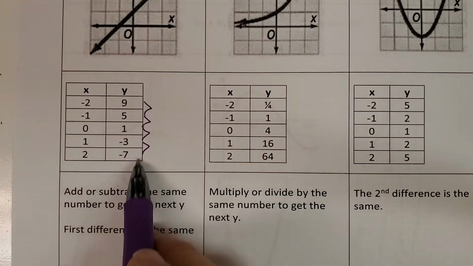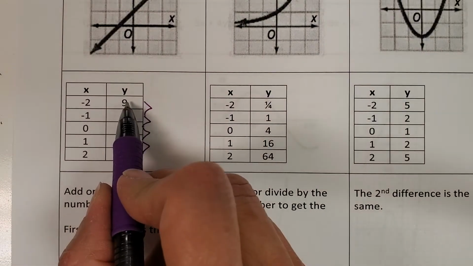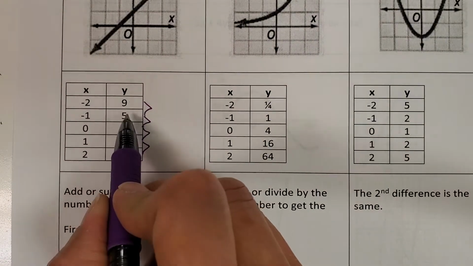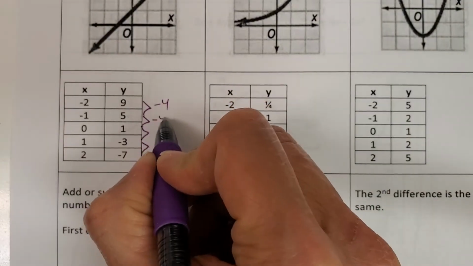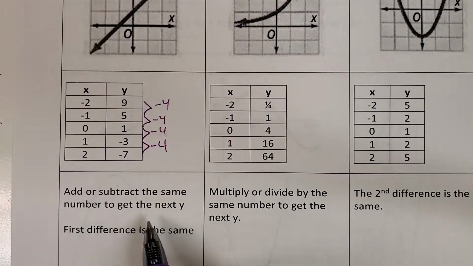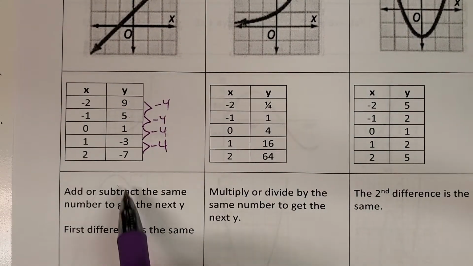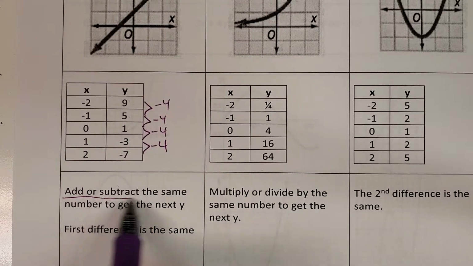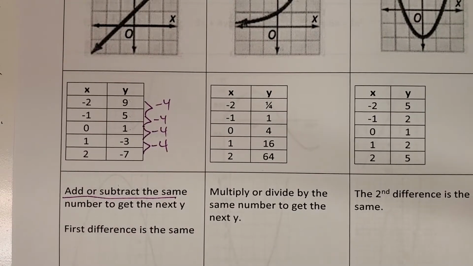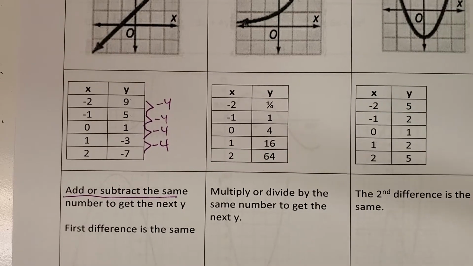So we're just going to talk about the y's for now. What's happening? What do I do to 9 to get 5? What do I do to 5 to get 1? Well, let's look. That's subtract 4, subtract 4. So I notice that each time I'm subtracting 4 from the previous y to get the current y. And when I add or subtract the same number each time, that is a linear function. That's how I can tell it's linear.